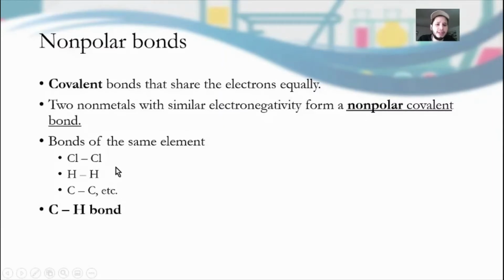The first type of bond that is definitely nonpolar is bonds of the same element. So for example, chlorine bonded to chlorine. These two atoms are the same, so they're nonpolar. The H-H bond, also the same elements bonded to each other, is nonpolar. C-C, nonpolar. Any combination of the same atoms bonded with each other gives nonpolar bonds.